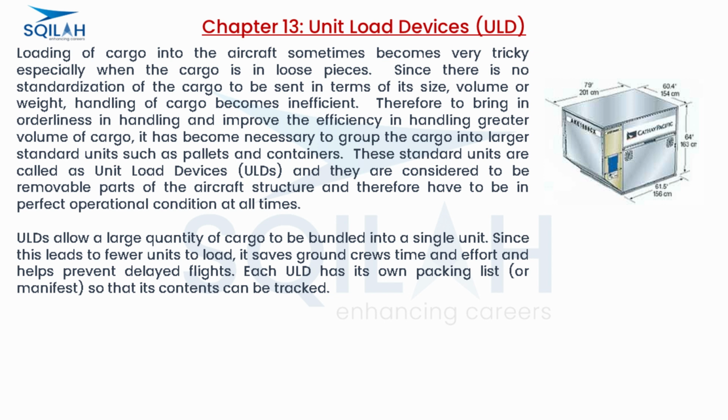These standard units are called unit load devices, ULDs, and they are considered to be removable parts of the aircraft structure and therefore have to be in perfect operational condition at all times. ULDs allow a large quantity of cargo to be bundled into a single unit. Since this leads to fewer units to load, it saves ground crews time and effort and helps prevent delayed flights. Each ULD has its own packing list or manifest so that its contents can be tracked.